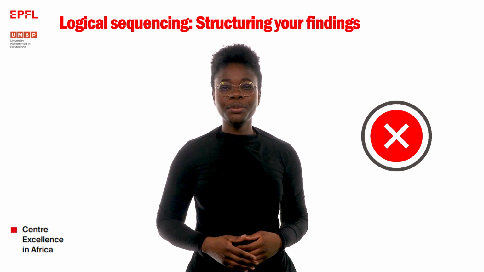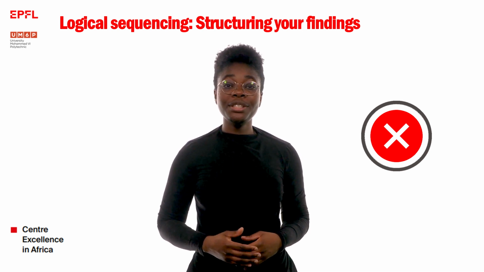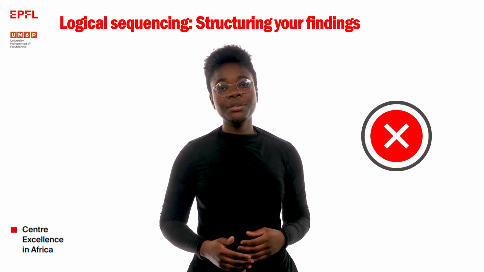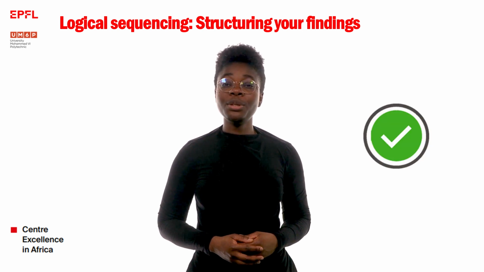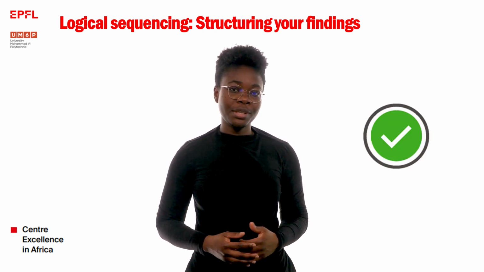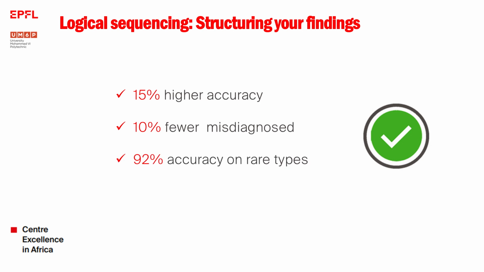What not to do? Jump between unrelated findings. Imagine starting with accuracy scores, then moving to false positives, then switching back to dataset pre-processing. That's confusing. What to do? Use a logical sequence. For example, first, present the AI model's overall accuracy improvement, 15% higher accuracy. Then, show how it reduces false positives, 10% fewer misdiagnoses. Finally, emphasize its advantage in classifying rare tumors, 92% accuracy on rare types.